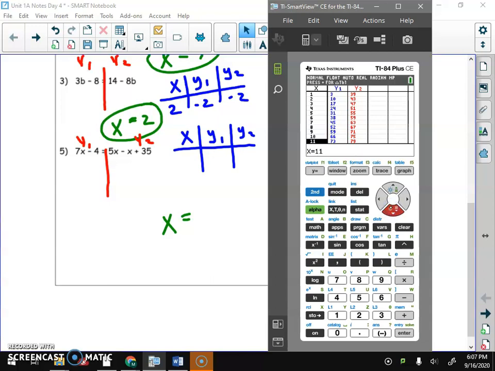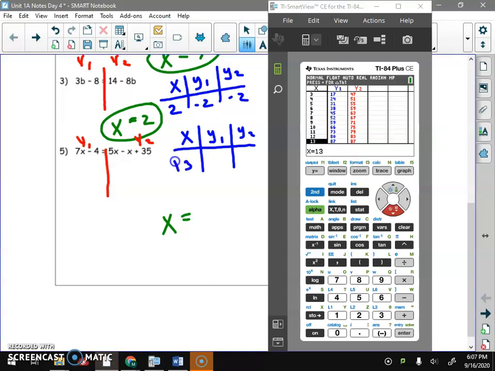66, 7, we did the right direction. 73, 79 is real close. 80, 83 is real close. I'm thinking maybe the next one. Sure enough. 13, 87, 87. We want the 13 as our solution and circle it.